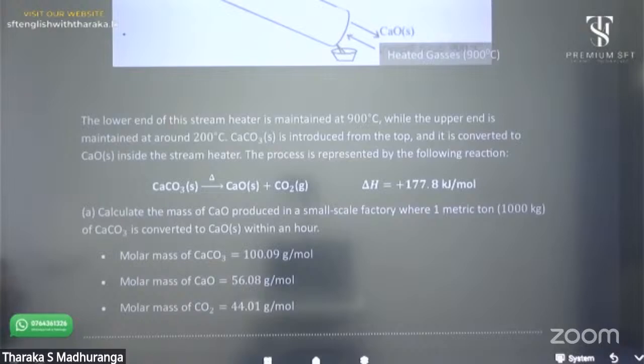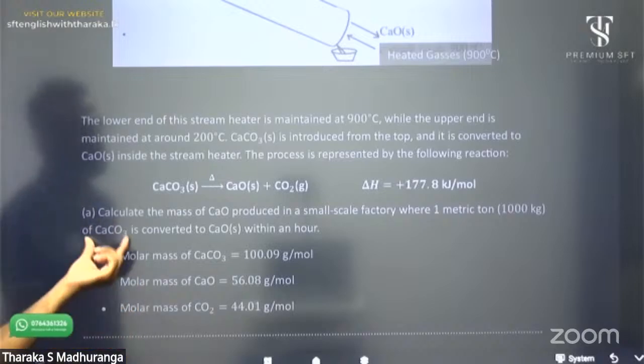Calculate the mass of calcium oxide produced in a small scale factory where 1 metric ton means 1000 kilogram. Calcium carbonate is converted to calcium oxide within an hour. We don't need time. If we added 1 metric ton, 1000 kilogram of calcium carbonate, how much calcium oxide will be produced?